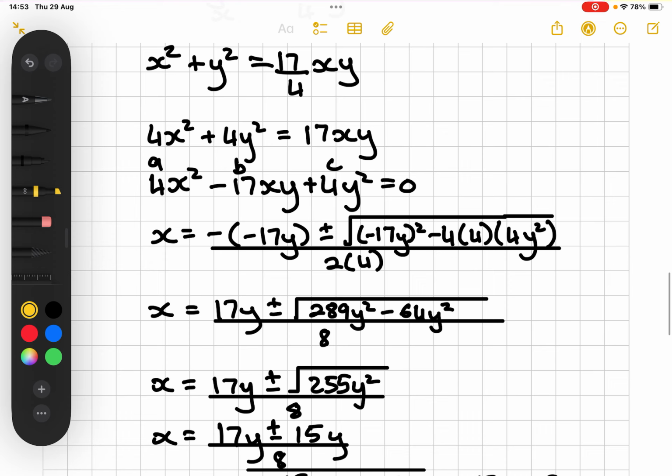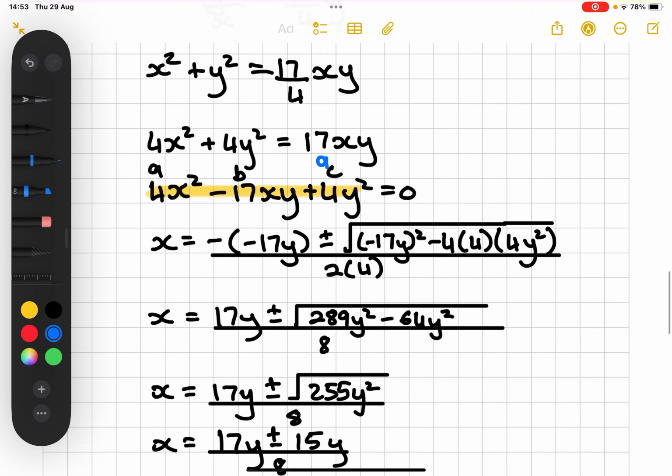If you were to solve it for y, you would treat this here as your starting point for using the different method, and you would also use your quadratic formula. Just in this case, you'd be solving for y instead of x, and so your a value would then be 4. Sorry, your a value would be 4, your b value would be the same, but it would be negative 17x, and then your c value would be this whole 4x squared.